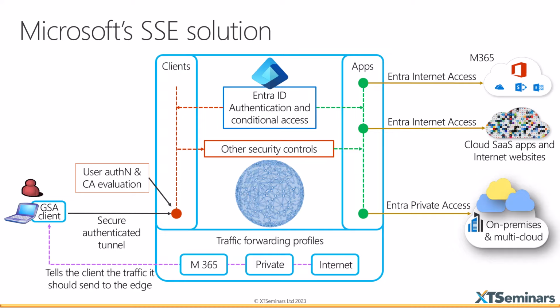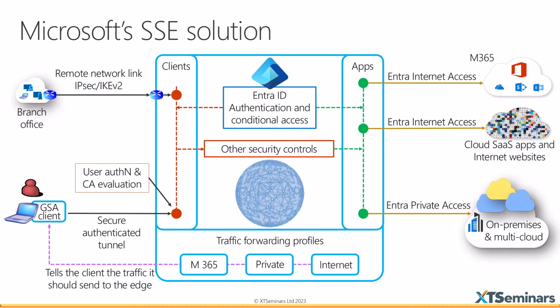Now you might think, all of this is lovely, but what if I don't want to run a GSA client on my client machine? Or what if I can't because there isn't one available? Well, what we've got is the ability to use a branch office connection. So we go from the customer premises equipment, or the CPE, through an IPsec IKEv2 tunnel to the edge. And that terminates the connection and then applies all the great features of the secure service edge.